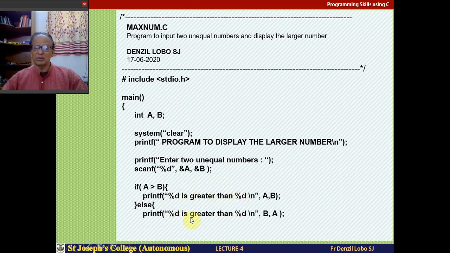Else it is going to say again 40 is greater than, because maybe 50 is greater than A. If suppose you have entered 50, 10 and 50, A will contain 10 and 50 contain in B. That's going to be the answer, and this is the C program.